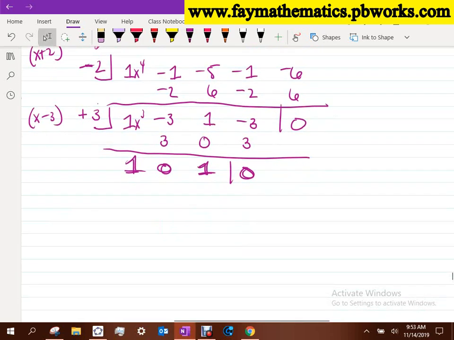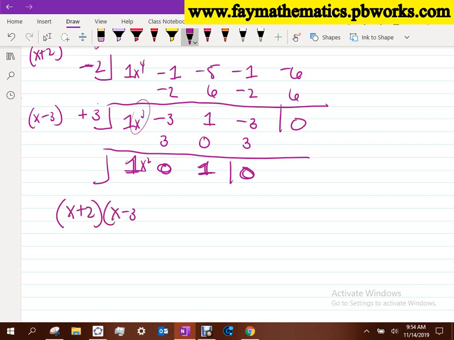Now, here's the thing. I can keep trying synthetic division with the remaining P over Qs of 1, 6, 2, -3, and -6, but none of them will work. None of them generate a 0. And the reason is because if this was x cubed, what is this thing here? X squared. So right now, my original polynomial is x plus 2, x minus 3, now times x squared plus 1. Okay, now here's the thing.